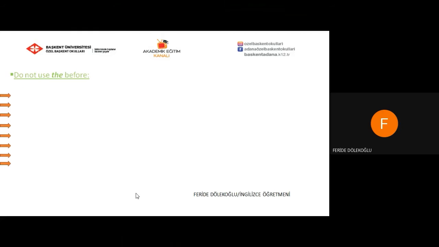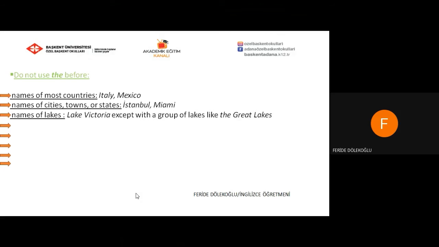Do not use the before names of most countries, like Italy, like Turkey. Names of cities, towns, or states: Istanbul, Miami. Names of lakes: Lake Victoria. But if you are talking about a group of lakes, you use the, like the Great Lakes. Names of individual mountains, like Mount Fuji.